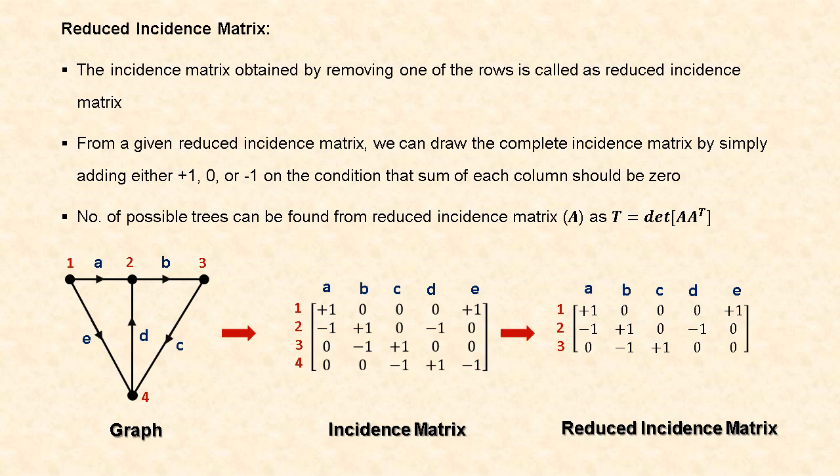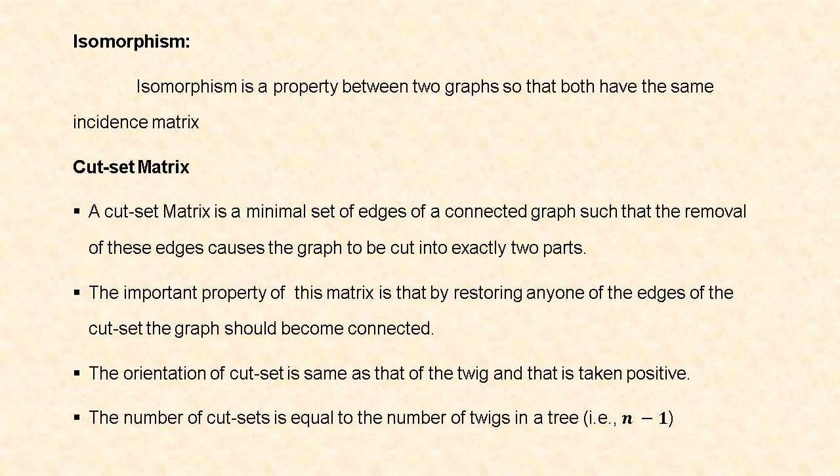The last figure is the reduced incidence matrix. Here, the last row, that is the 4th row, is removed. From this reduced incidence matrix, the incidence matrix can be found by simply adding either +1, 0 or -1, since the sum of all the elements in the column should be 0. Next is isomorphism. It is a property between two graphs so that both the graphs have the same incidence matrix.